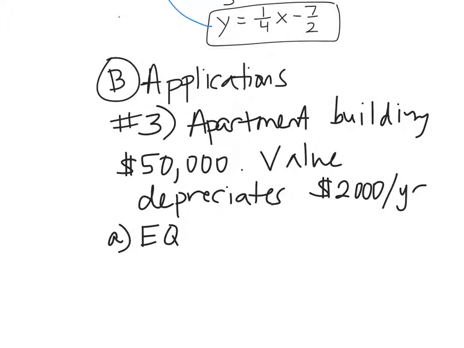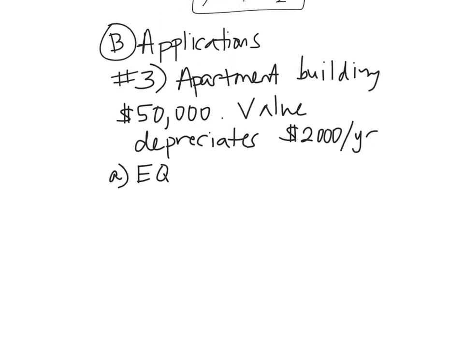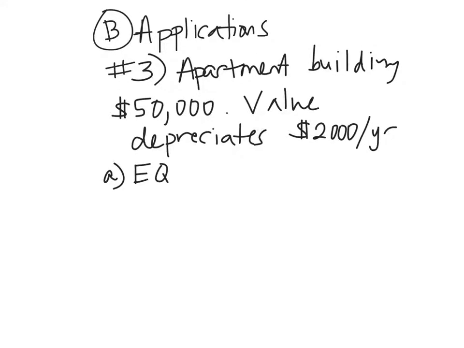It's not a percentage. We're going to write a linear equation giving the value y of the building in terms of the years x after purchase. Okay. So this one actually is pretty easy because you already have everything you need. The apartment building was bought at $50,000. That is your y-intercept. Whenever x is 0 for time, that was 50,000. And then 2,000 per year, that's your slope.